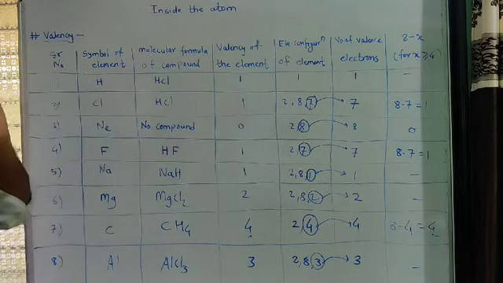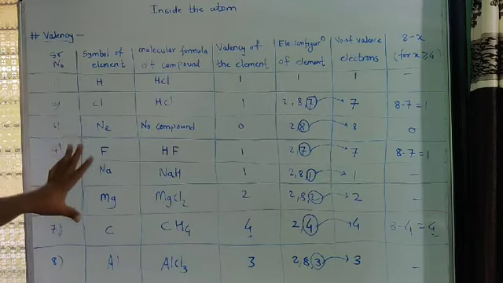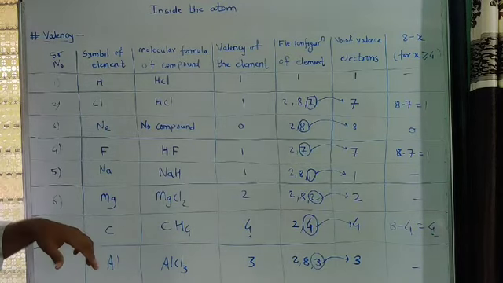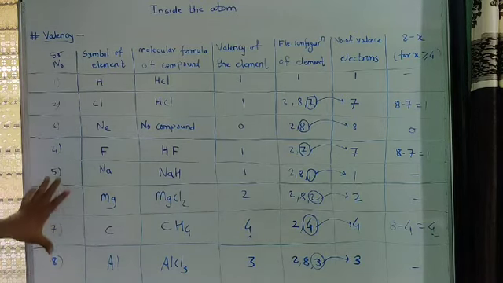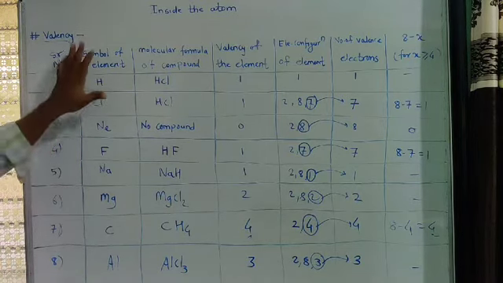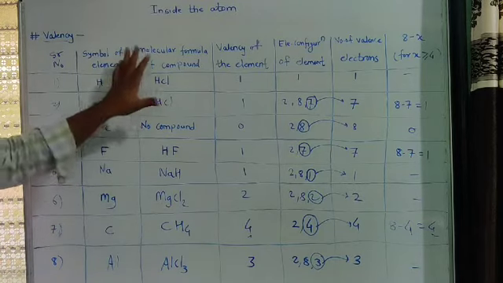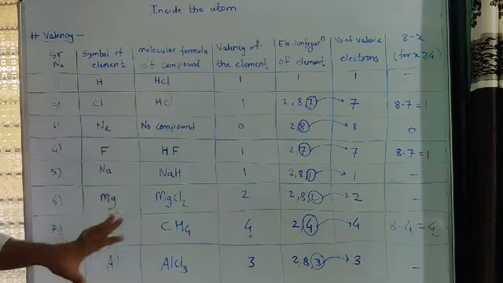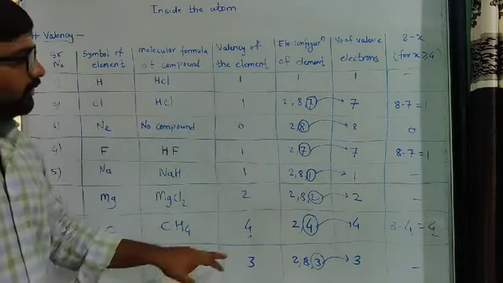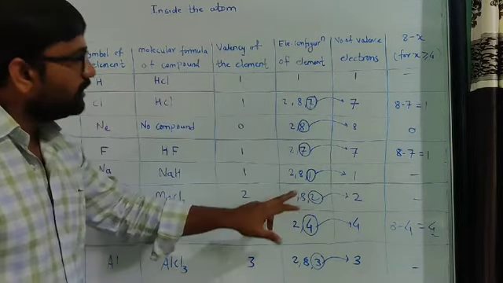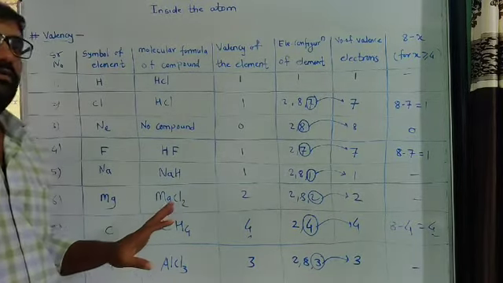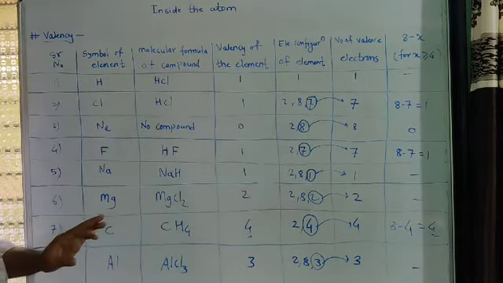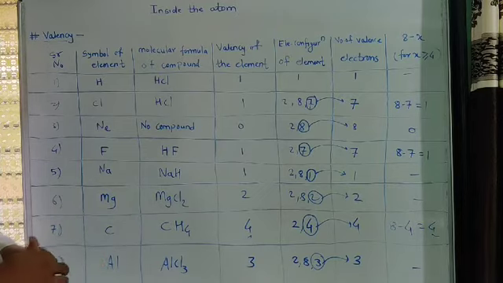So today we have to study one chapter and try to find out the valency of some elements along with their compounds. Look at here: the first column is serial number, the second is the symbol of the element, then the molecular formula of the compound, then the valency of the element, then the electronic configuration, the number of valence electrons, and last we use the formula 8 minus x if the number of valence electrons is greater than or equal to 4.